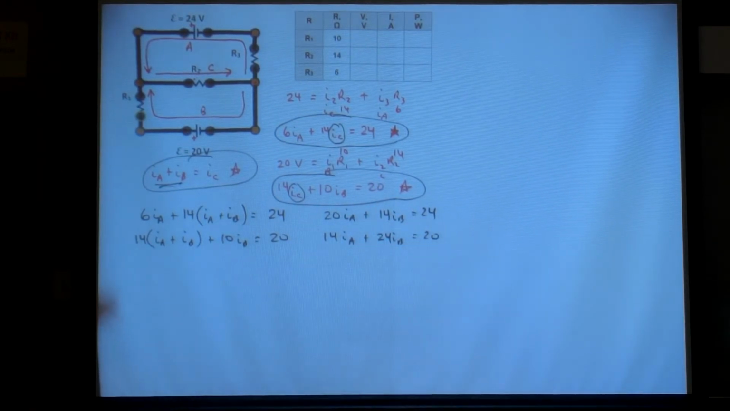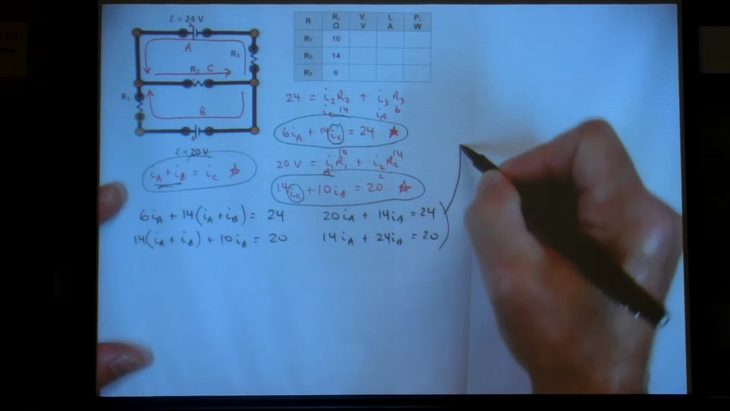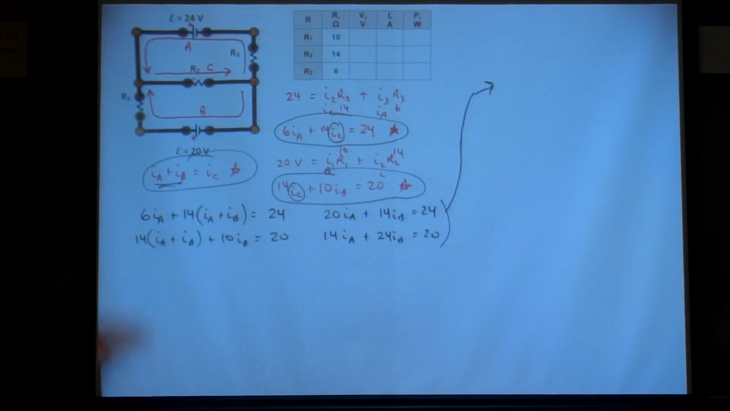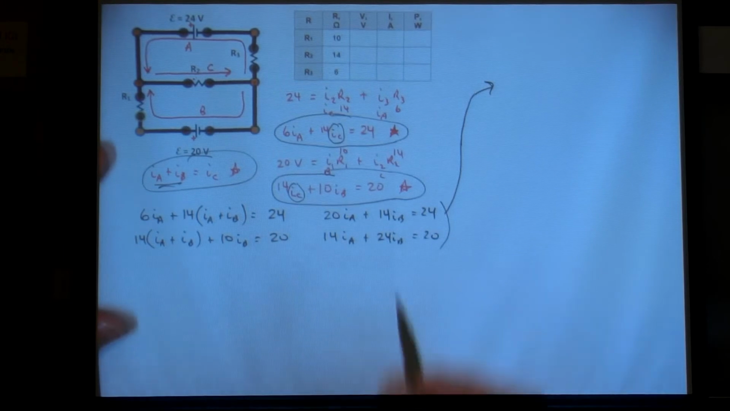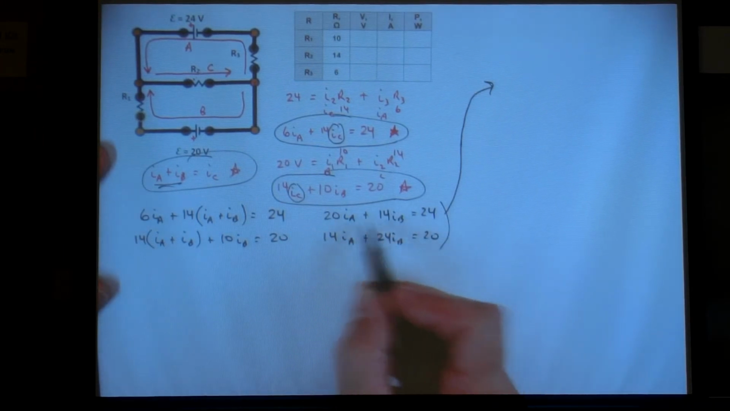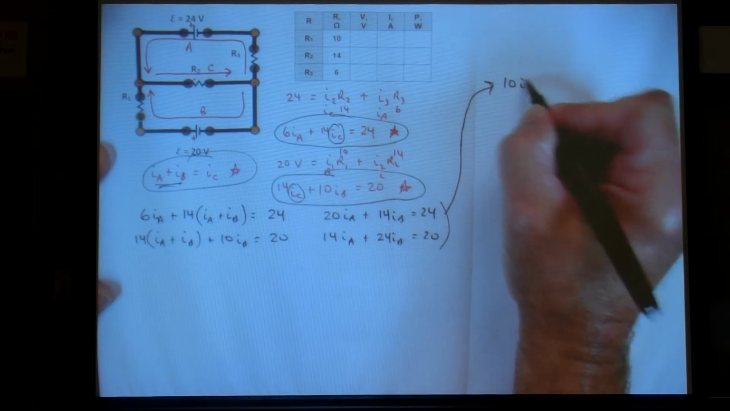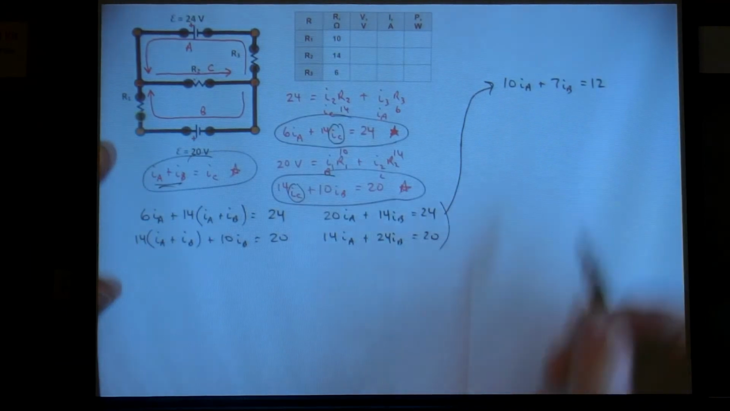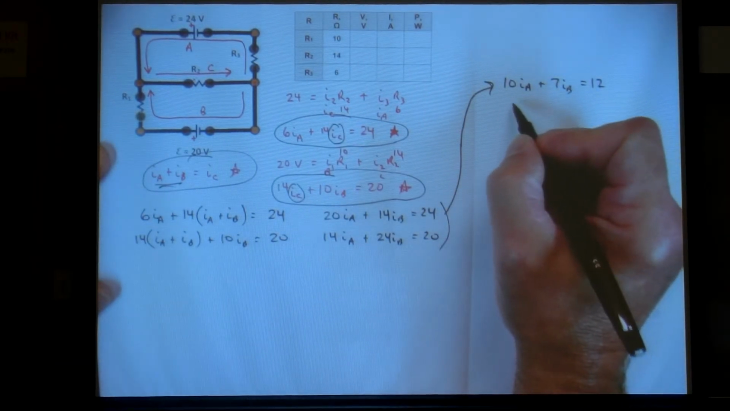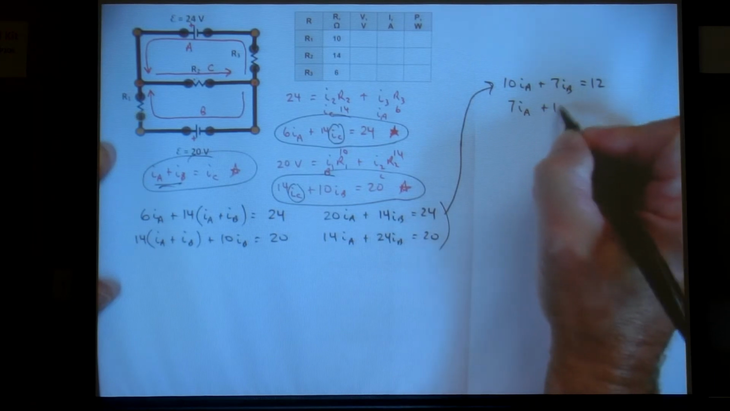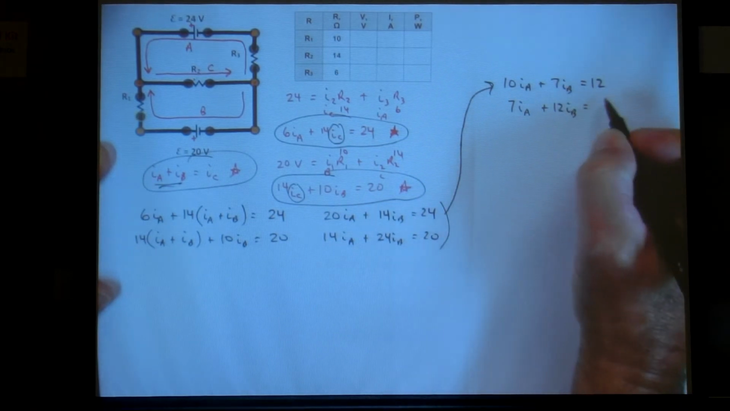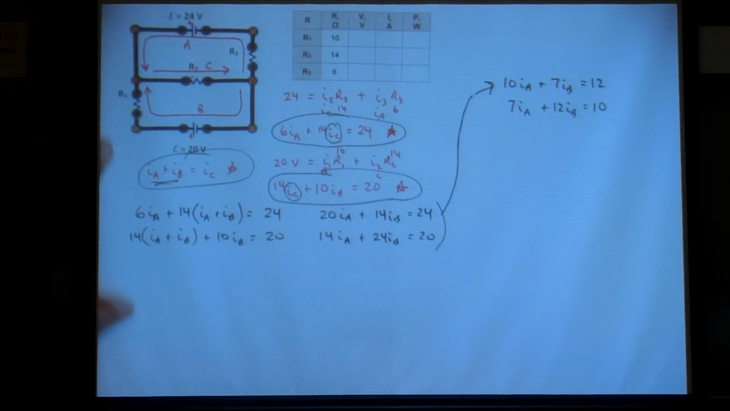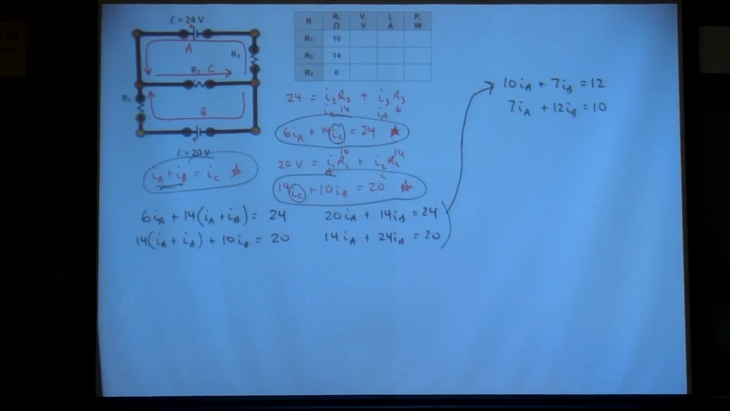Now we have two equations and two unknowns. These can be solved by substitution or linear combination. So we can reduce them. We can divide everything by 2 in this case and get 10 IA plus 7 IB equals 12. And we can get 7 IA plus 12 IB equals 10. So how you go about solving this is a matter of choice. I like to do linear combination.